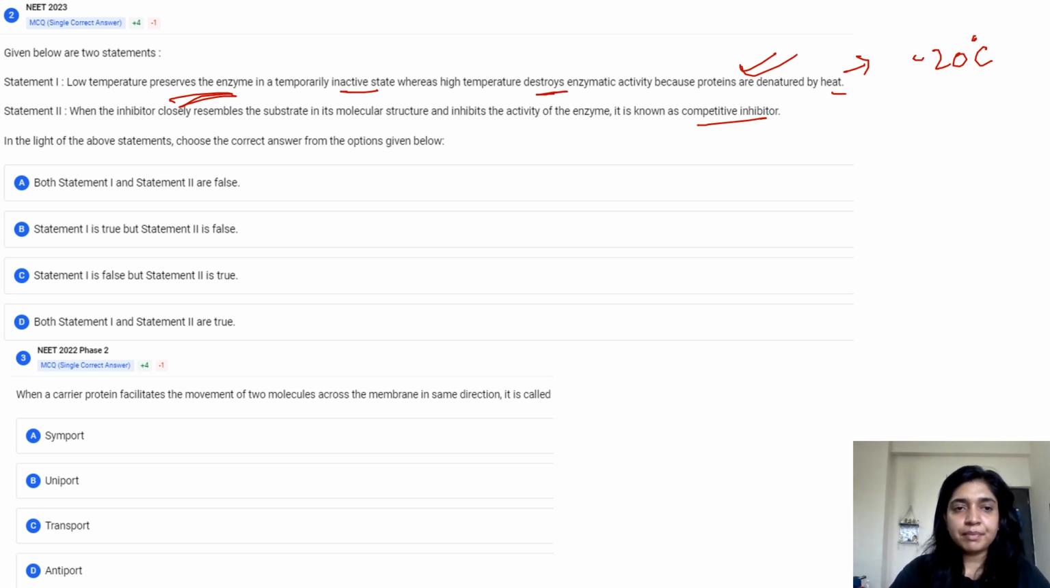Destroys them. Okay, and the second statement is also true because when an inhibitor closely resembles the substrate, this is the property of competitive inhibition. So both the statements are true. Yeah, this option. When a carrier protein facilitates the movement of two molecules across the membrane, it is known as symport. Let's move ahead.